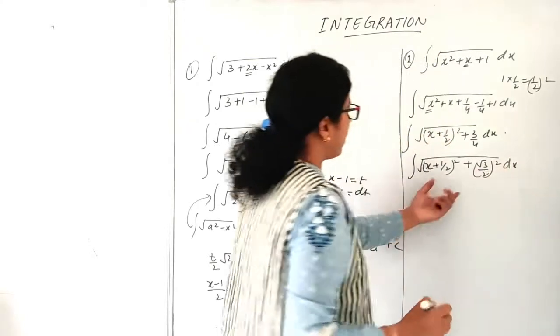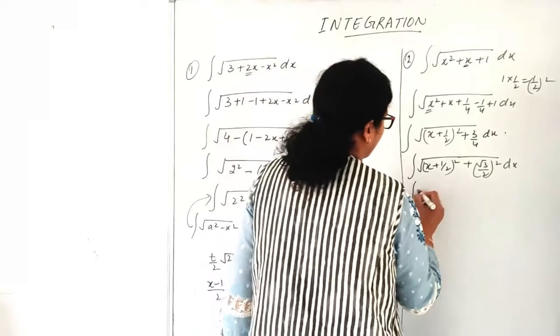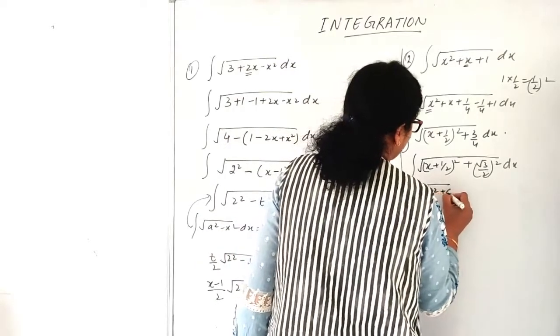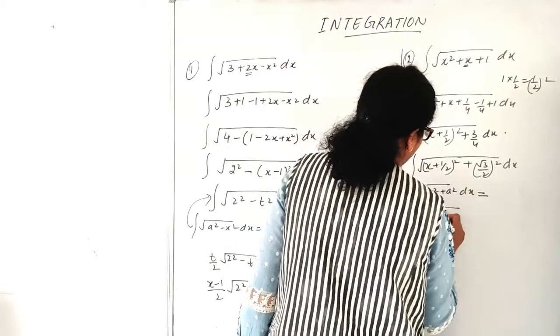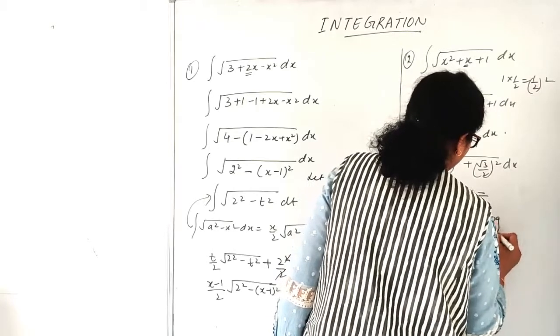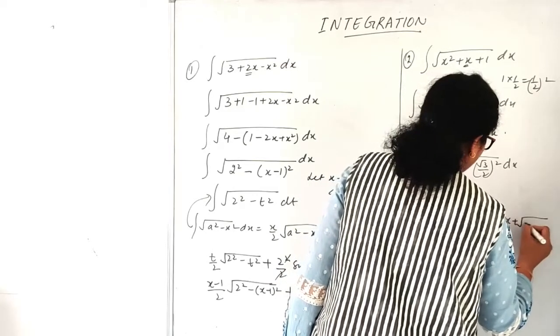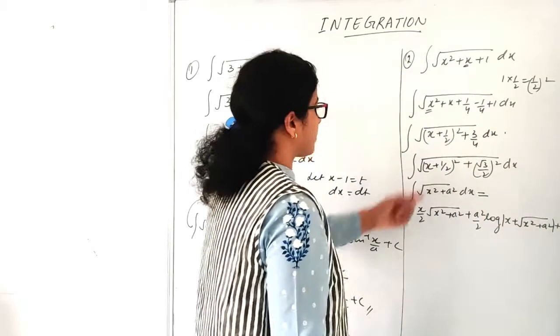Okay. Now we will use the formula of under root x square plus a square. So what was the formula of root x square plus a square dx? It was equal to x by 2 root x square plus a square plus a square by 2 log x plus root x square plus a square plus c. Let us substitute this formula.